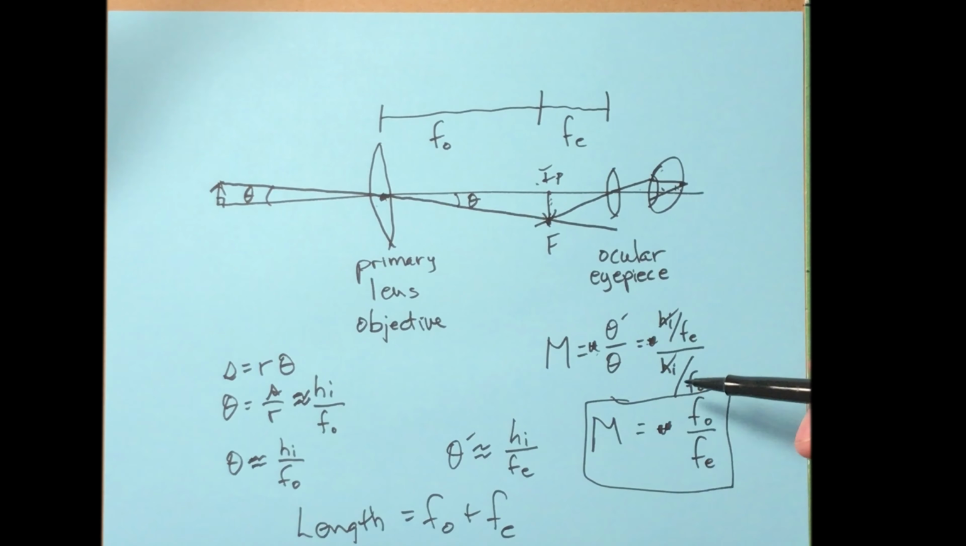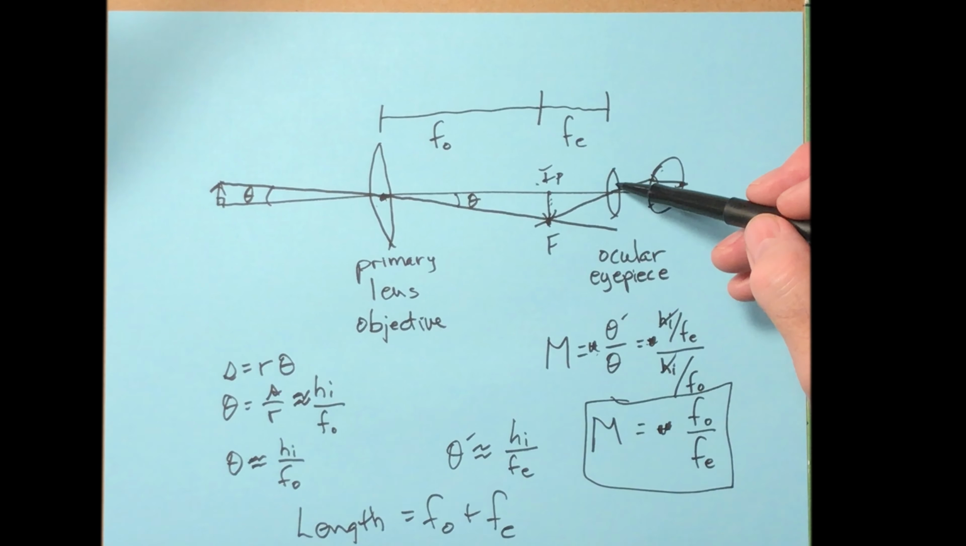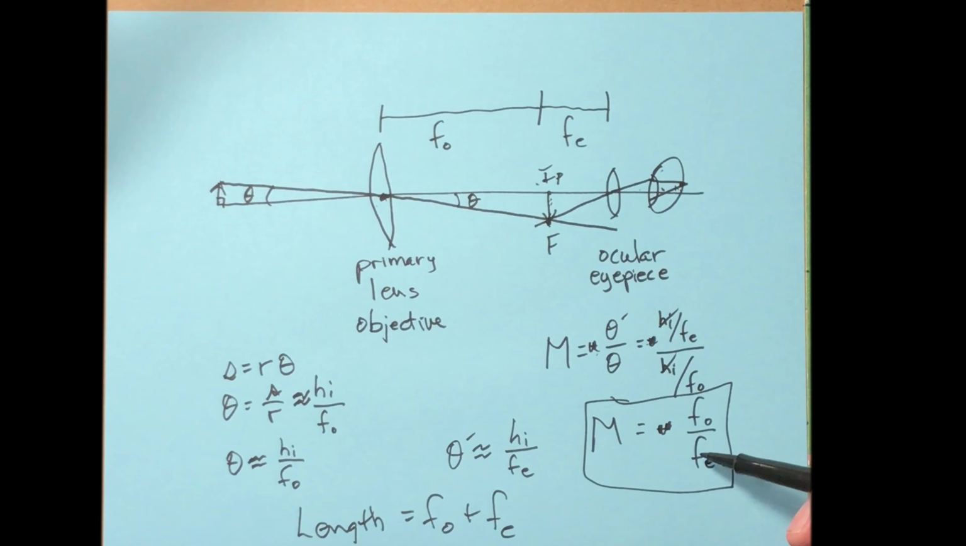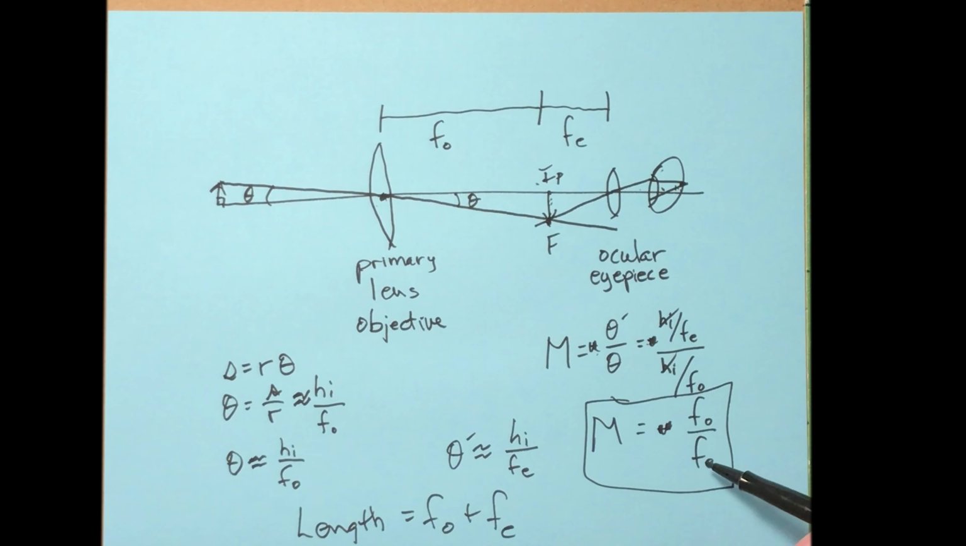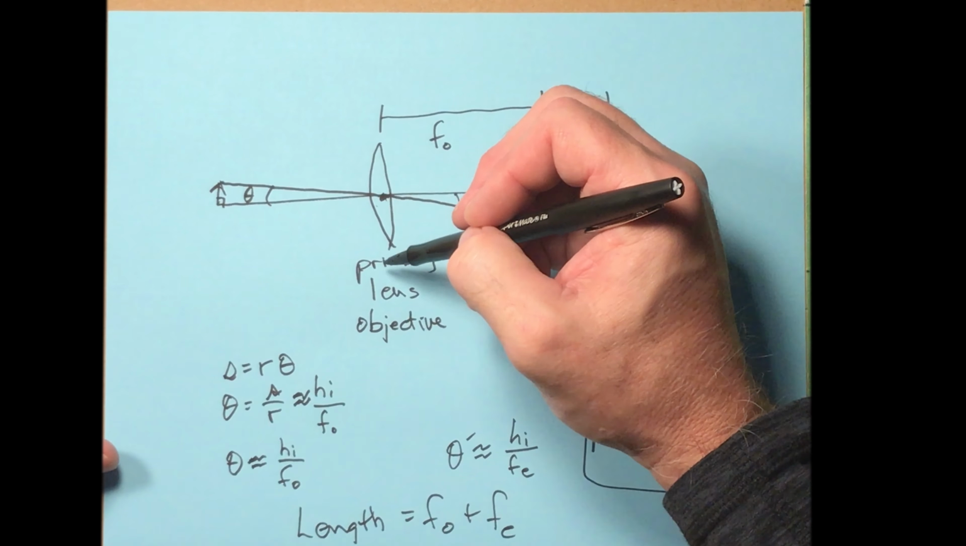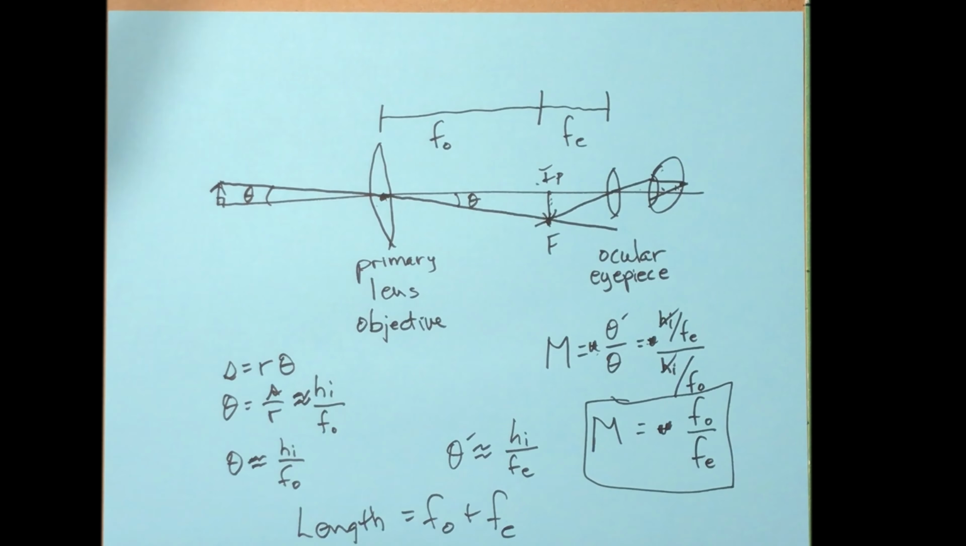But here's the point. The eyepiece is something that you can change fairly easily. So if you change this f sub e, you can change the magnification. That means that any telescope, just by changing the eyepiece, you can change the magnification of it. So any magnification can be achieved by simply changing the eyepiece. What you cannot do is change the primary lens diameter without effectively buying a new telescope.